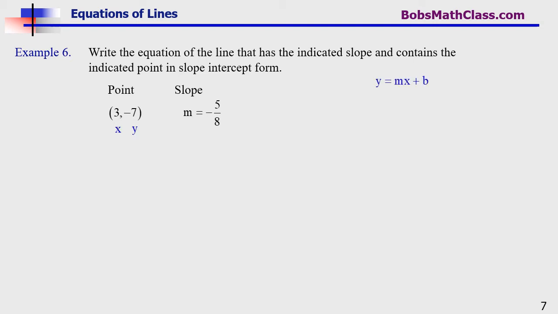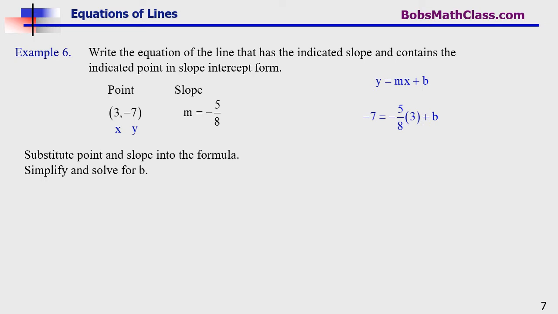All right, x and y. X is the 3 and -7 is the y. Replace those numbers into our formula. So -7 equals -5/8 times 3 plus b. Put a 1 under the 3. Then multiply. So 5 times 3 is 15, and 8 times 1 is 8. Don't forget the negative in front.